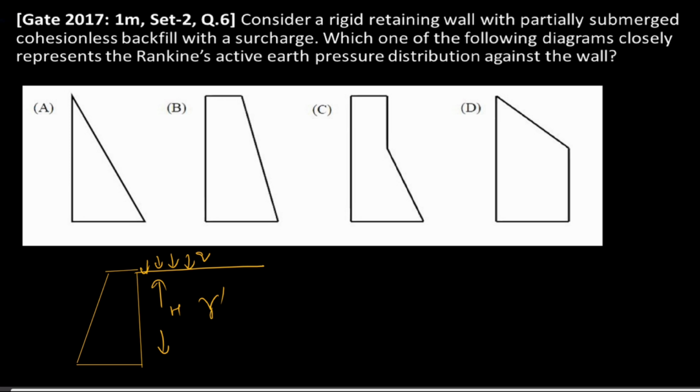Okay. So which one of the following diagrams represents the Rankine's active earth pressure? If you see this, this part will be distributed. This part will be carrying a load of KAQ, and this part will be carrying a load of KA gamma dash H. So the pressure distribution on this wall will be something like this. So option B is the right answer.